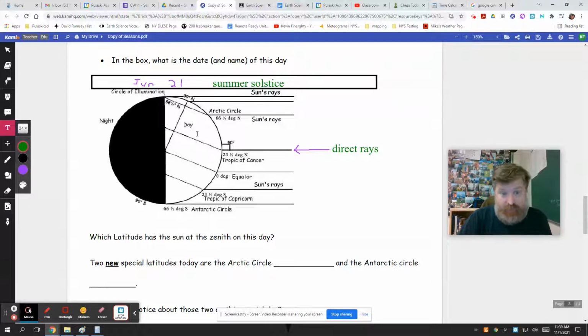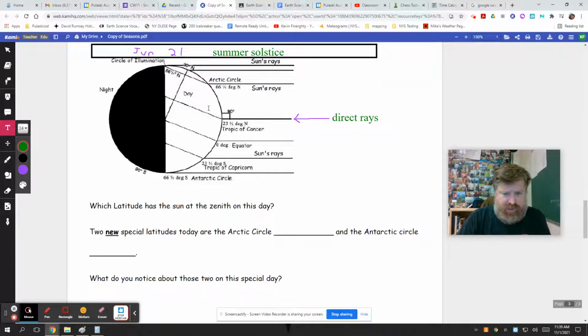All right, again, where we live, north of that, we're up in the mid 40s. Never, ever will the sun be overhead. Which latitude is the sun at the zenith this day? You can just circle it instead of writing. There it is right there: 23.5 degrees north, the Tropic of Cancer.